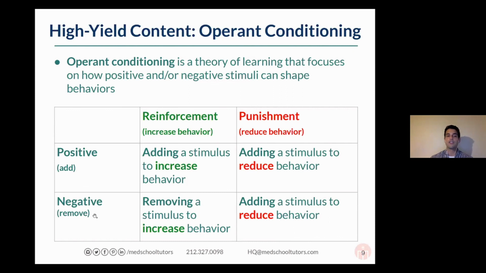So as long as you remember positive means add, negative means remove, reinforcement means increase behavior, punishment means reduce behavior, you can understand how positive and negative reinforcement and punishment shape behavior as it relates to operant conditioning. So I'll pause there really quick, since this is actually a content topic. I just want to make sure no one has any questions.